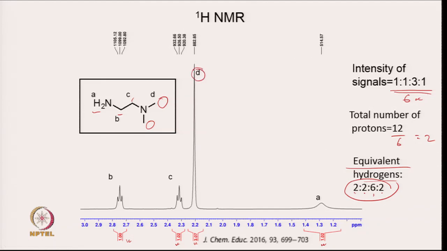This has intensity 3, which means there should be 6 protons which are equivalent, and if you look at the structure, only these protons are equivalent and their number is 6. So, from the intensity itself you can assign this peak.